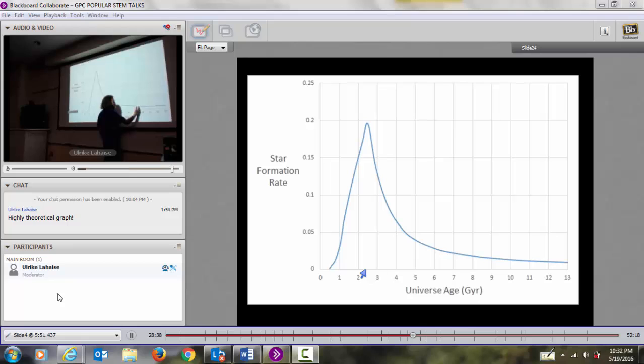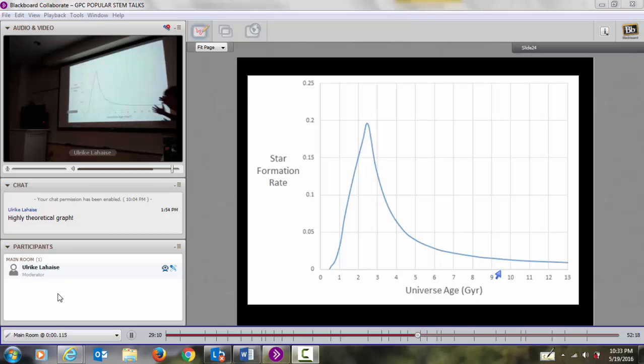So the solar system really is a latecomer in the history of the universe. You can see that most of the star formation activity had already occurred by the time the sun formed, and more than 90% of the mass that had been involved in star formation had already done that by the time the solar system formed. So we really are kind of a latecomer.